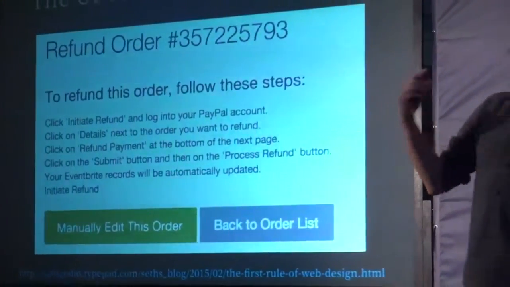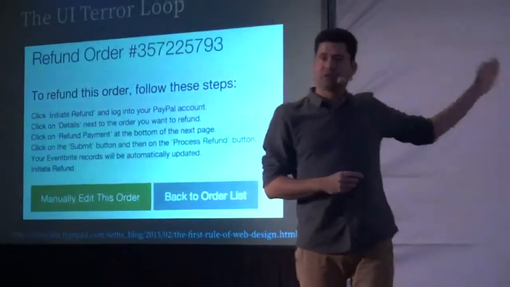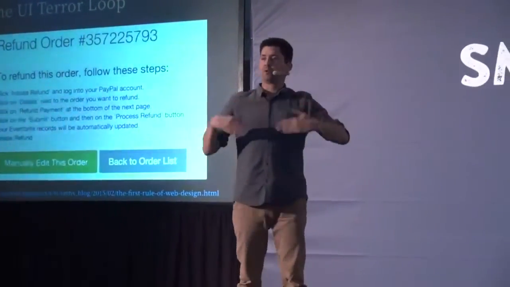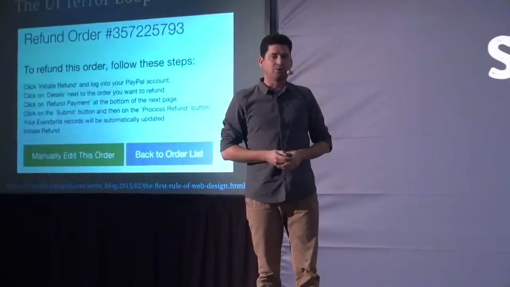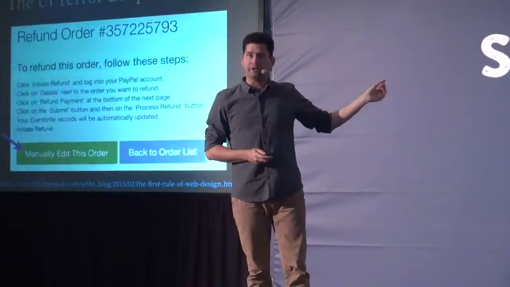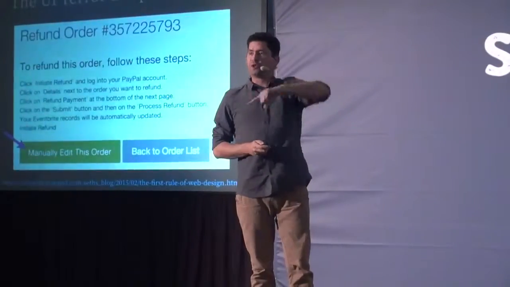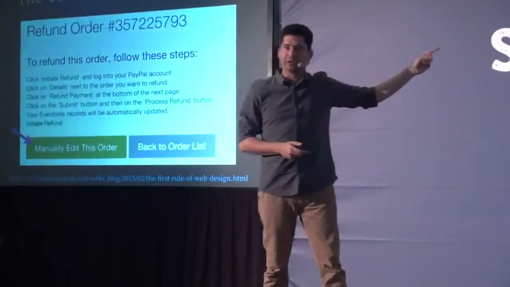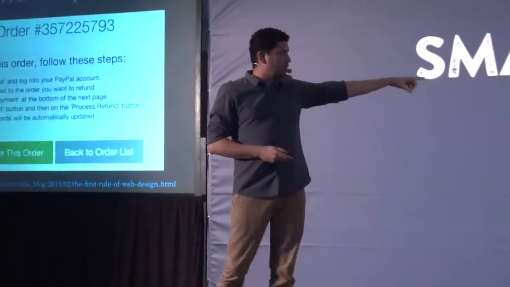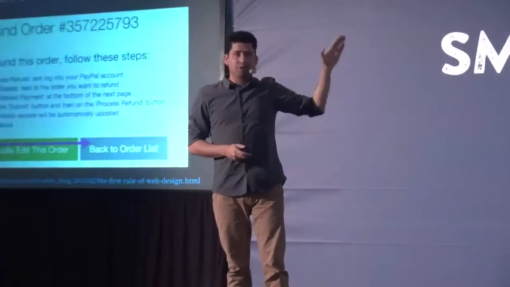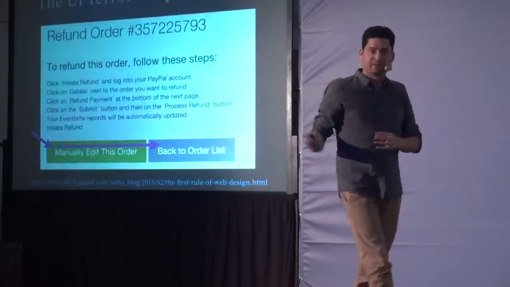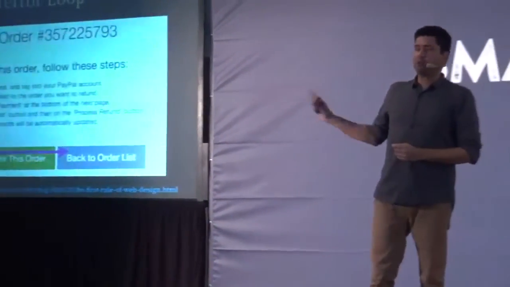So I clicked to get here to get a refund, and then the first thing I see is this button that says manually edit my order. I want a refund on my order. I don't want to edit my order. So what happens is you look at this button, and then you start looking around, because obviously we didn't read the text because no one reads on the internet. So you look at this button, and then you go to the next button, just to see if that's the button you need. Right? Back to order list. Nope, don't want to do that.